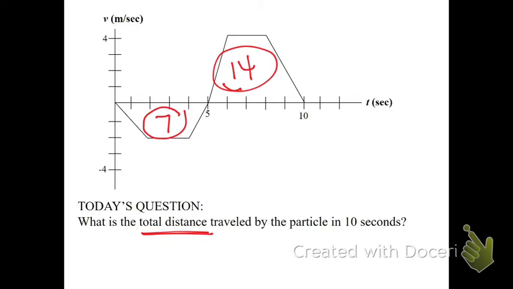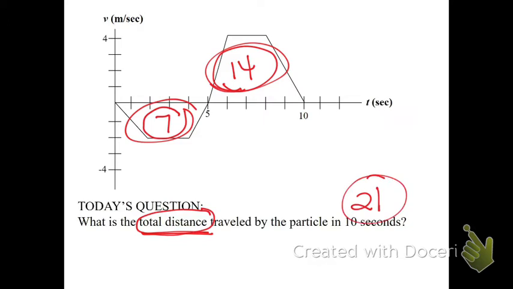What I'm trying to get at is distance is always positive. So we're going to say we went 7 miles and also 14 miles. This is meters. So the answer to this question is 21 meters. The total distance is the absolute value of each of these. Remember, distance, it doesn't matter if I go left or right, I still traveled a positive distance. I can't go a negative distance.